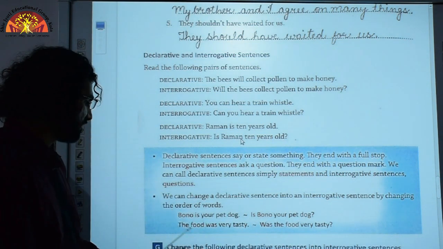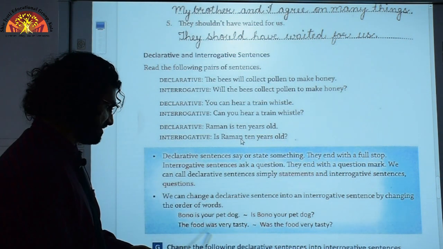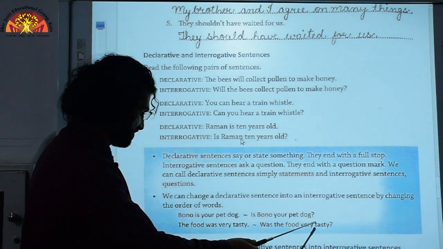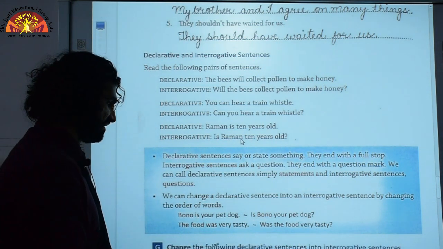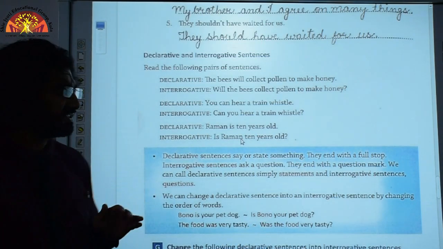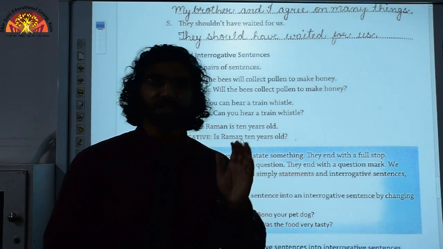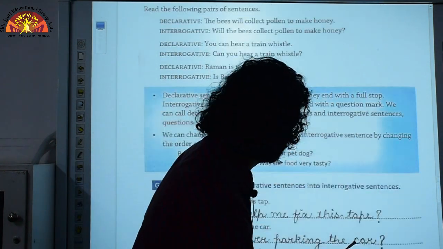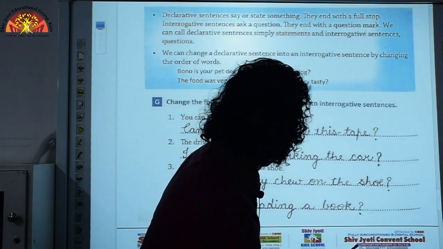So we have changed the order of words here. Bono is, is Bono your pet dog, and we have applied a question mark here. The food was very tasty. Was the food very tasty? All right, so declarative sentences are plain statements, while interrogative sentences are questions. So let's see the exercises. I hope you are going to find it very interesting.